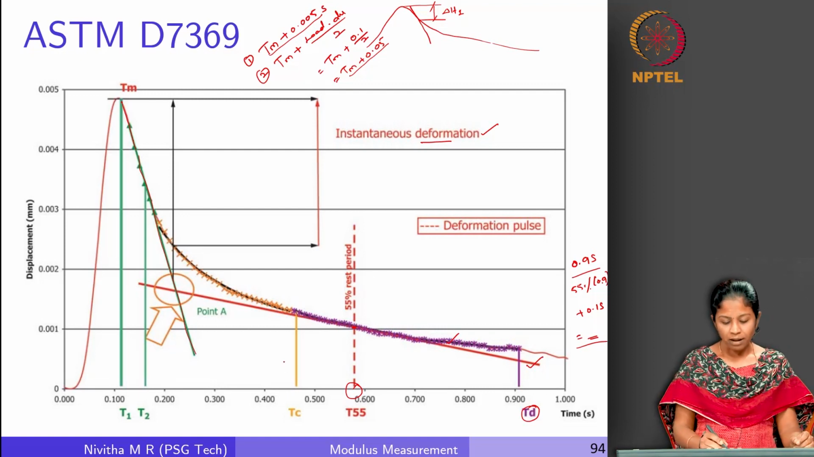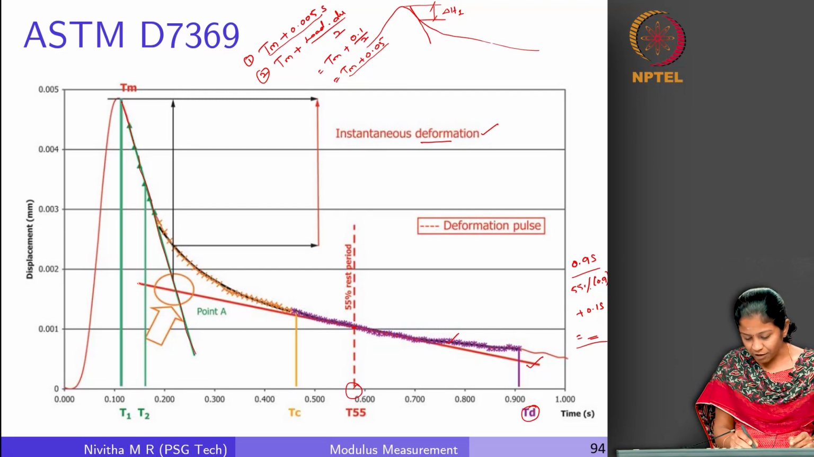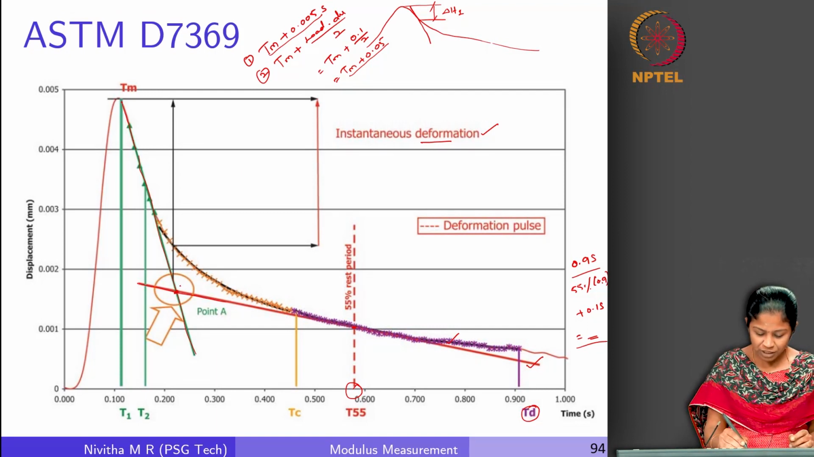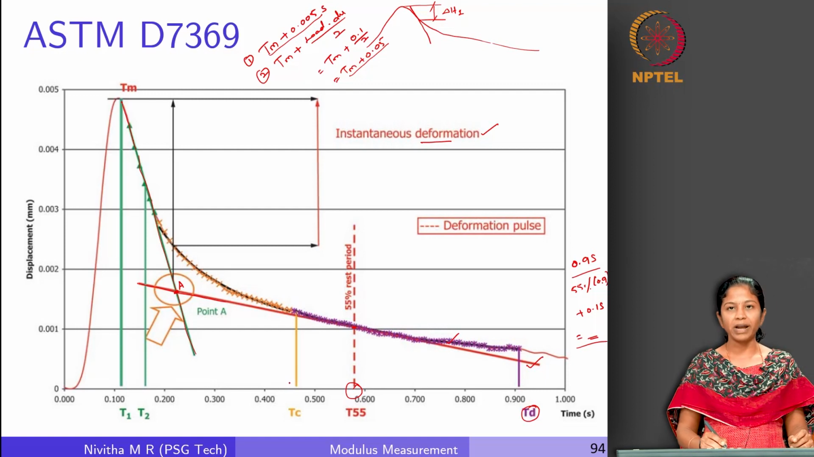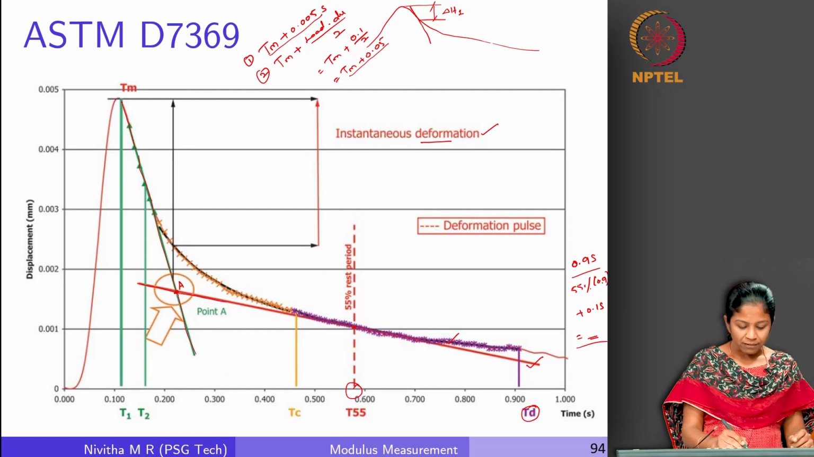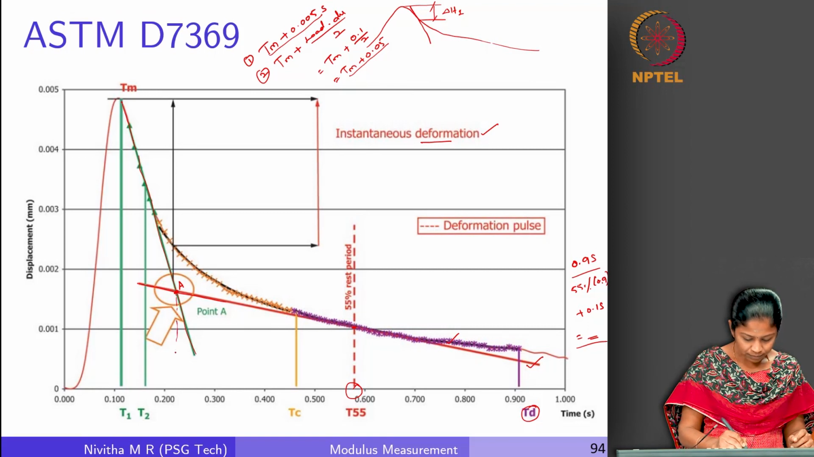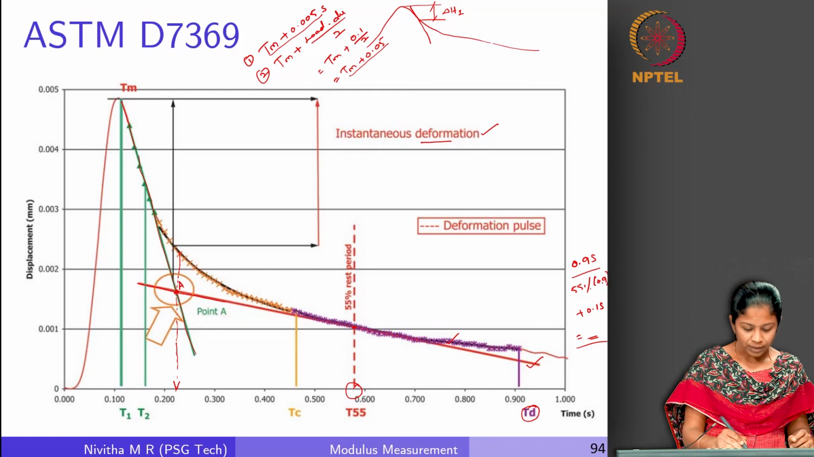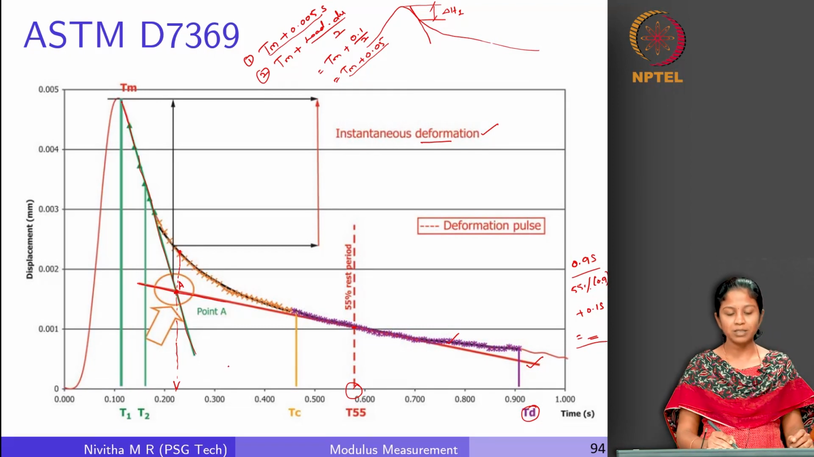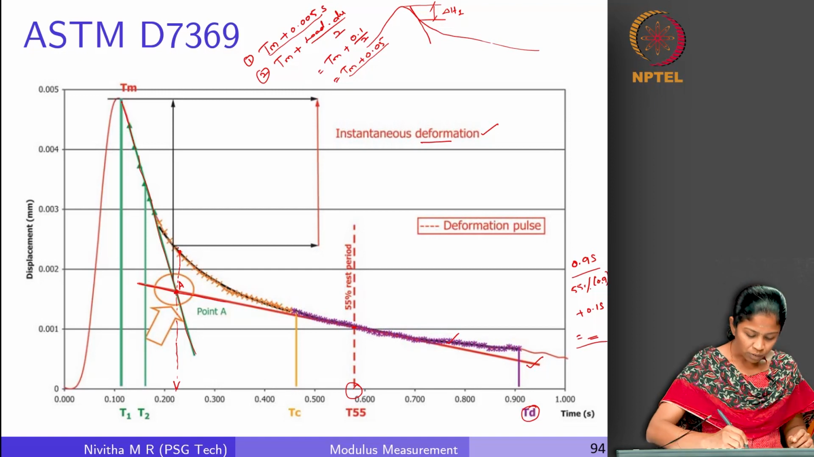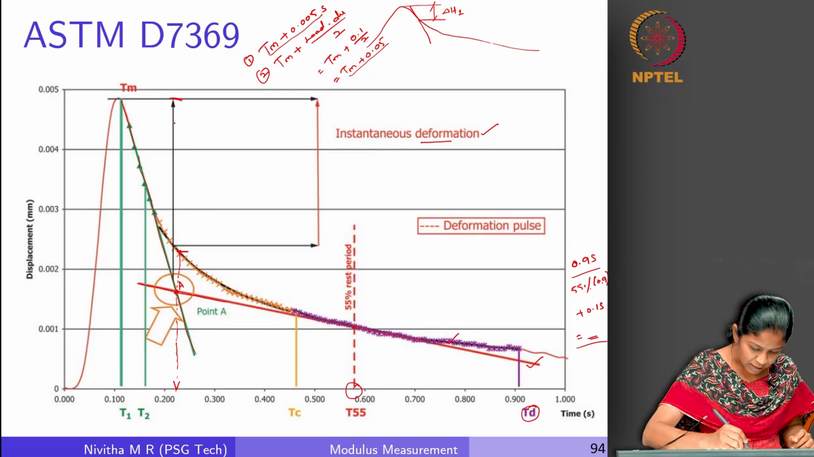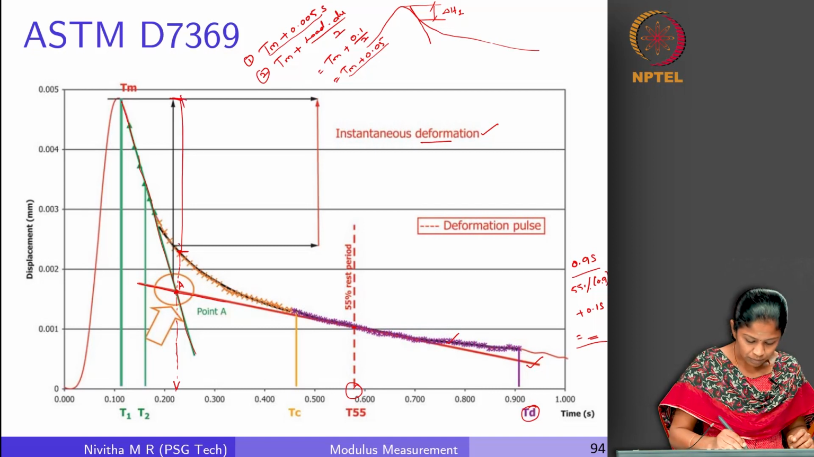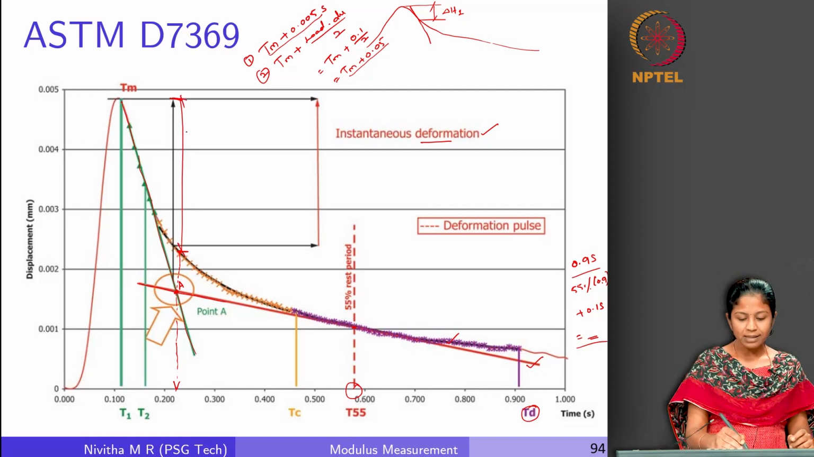project that line. We already have the red color line, which is the tangent drawn at T55. This point of intersection is called A. We identify this point A and see what its time component is. For the time component of A, we see what the displacement value is. We mark this point on the displacement curve. Now from this position, the difference to the maximum displacement is what we call the instantaneous deformation.